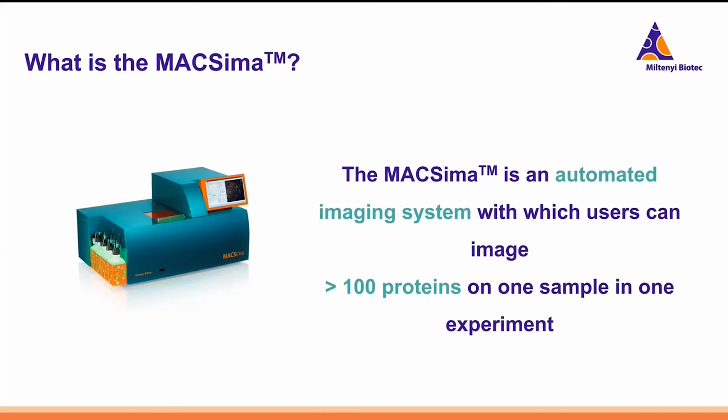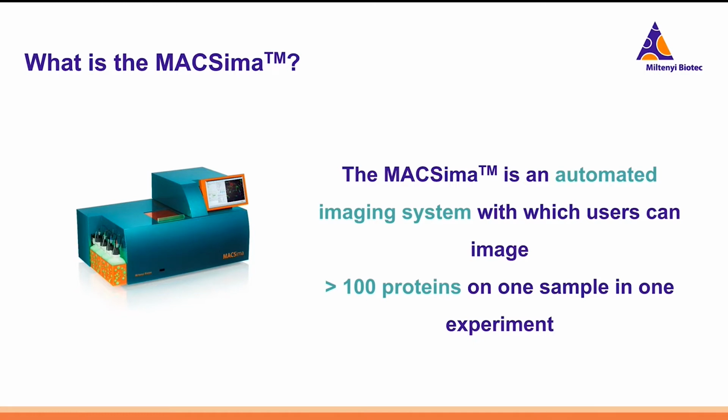I will be changing terms a little bit. When I talk about platform, it's about the whole solution we offer. When I just say MACSima or MACSima Imaging System, I'm talking specifically about the instrument, but you all realize that it's a family affair that we have here. But if we had to describe the instrument in one sentence, we could say that the MACSima is an automated imaging system with which users can image more than hundreds of proteins on one sample in one experiment.